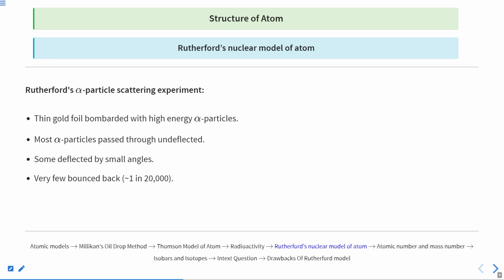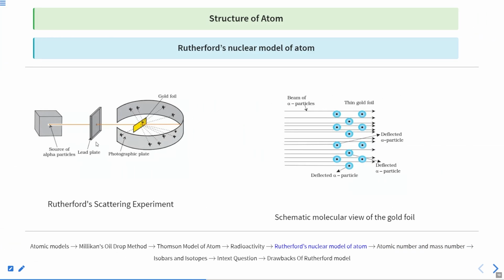Now, when we do this, we have various observations. So this is the experimental setup. Here is the source of alpha particles. Here is a lead plate that is just making it a single beam, and here is the gold foil. Now the gold foil is bombarded with this kind of alpha particles.